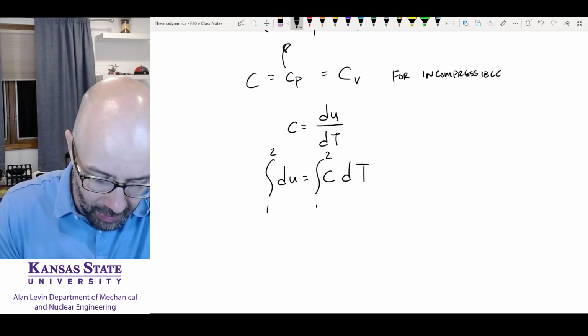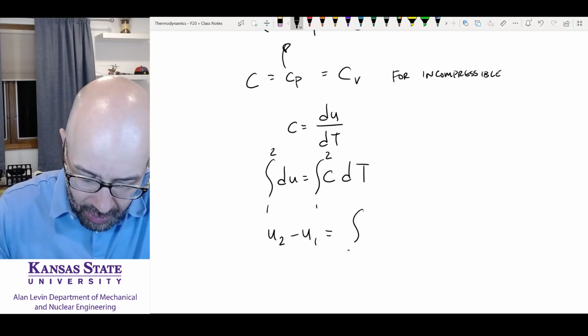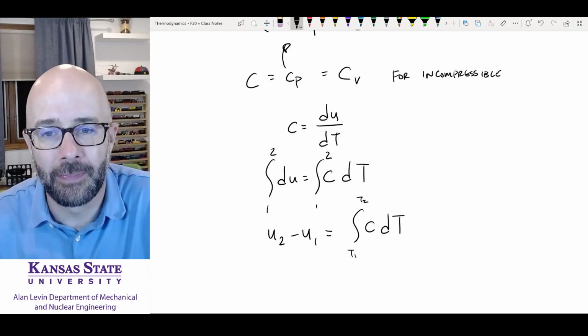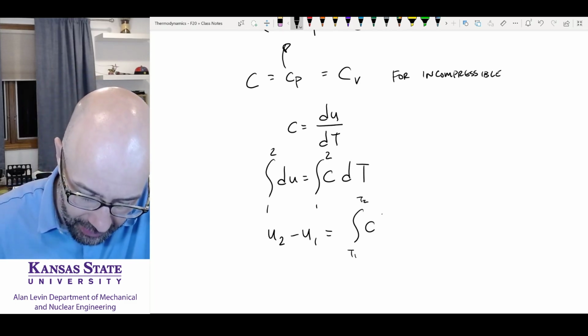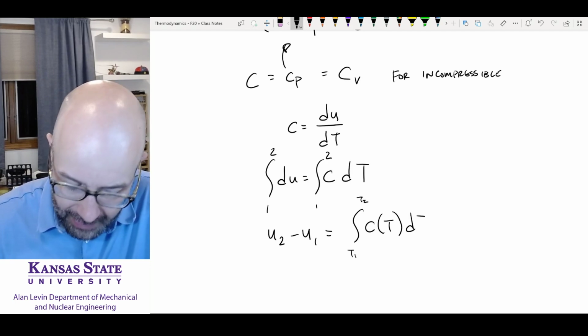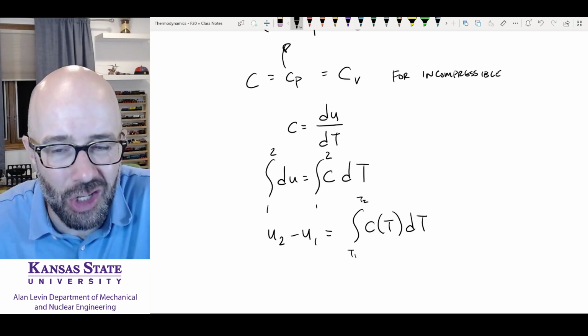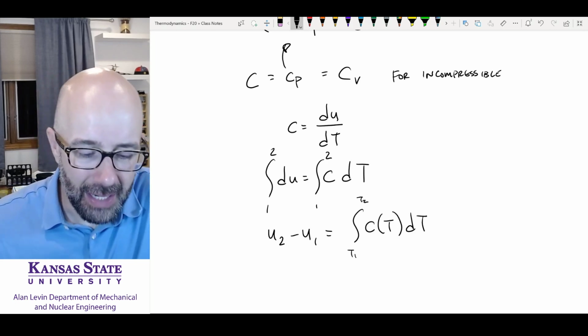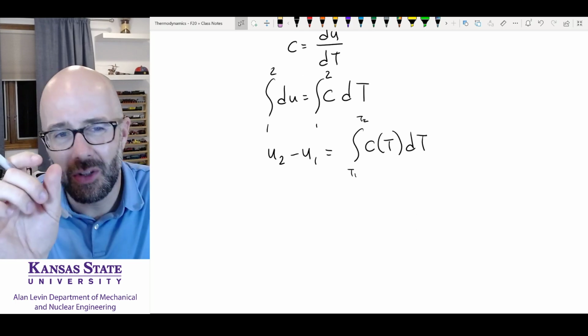Okay, now let's integrate this from 1 to 2. What are we going to have here? We're going to have the internal energy at state 2 minus the internal energy at state 1 equal to the integral from temperature 1 to temperature 2 of the specific heat times dt. Now, specific heat, we know, is a function of temperature. It does change with temperature. But we said that it's constant over a short range here.